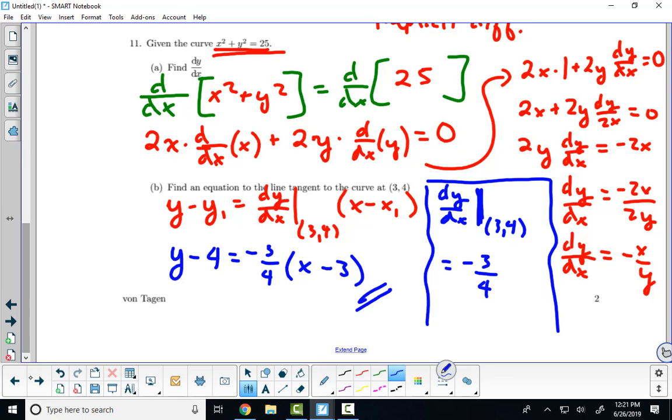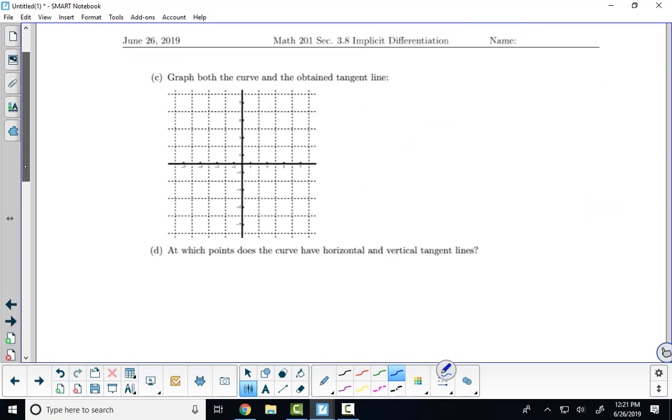Okay, next page. Let's put this all together. Okay. The equation x squared plus y squared equals 25 defines a what? Circle. Circle centered where? At the origin, good, with radius 5. So here's the graph of this implicitly defined function. Okay? So folks, let's look at this picture right here.